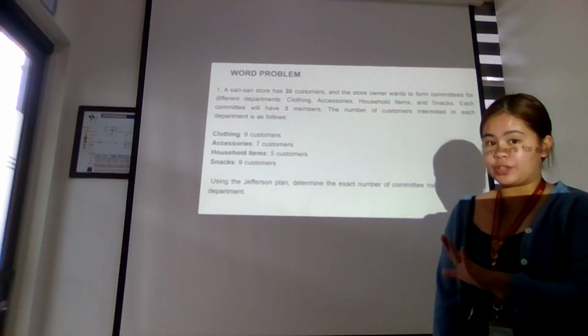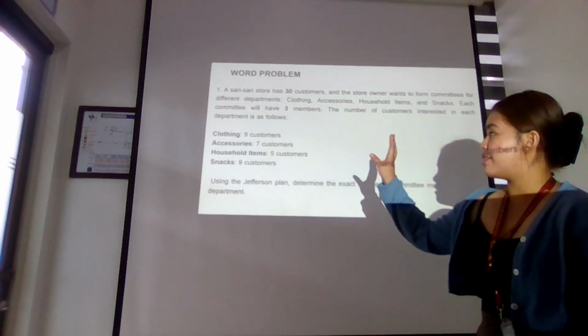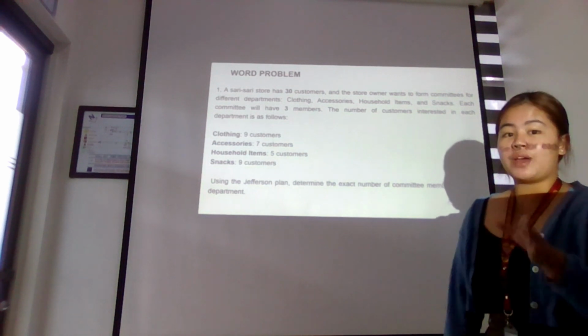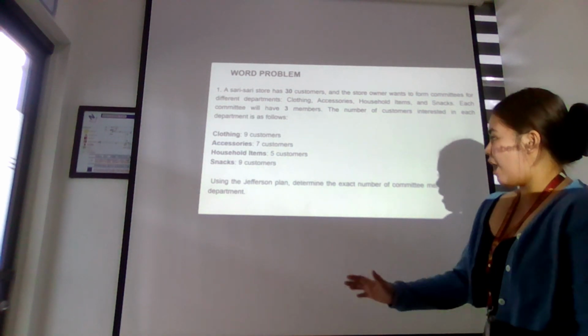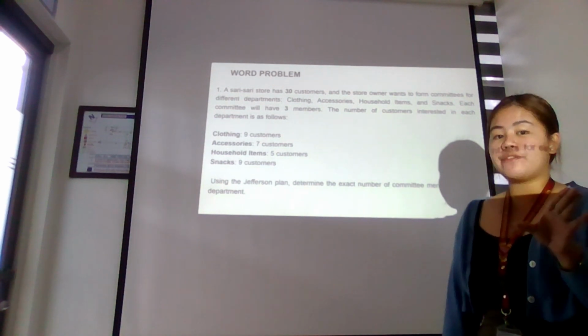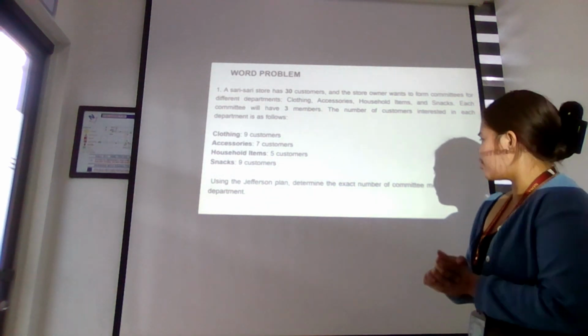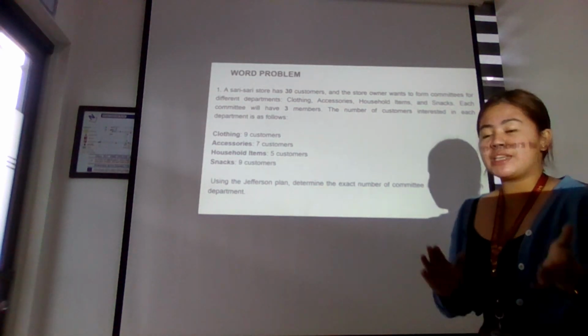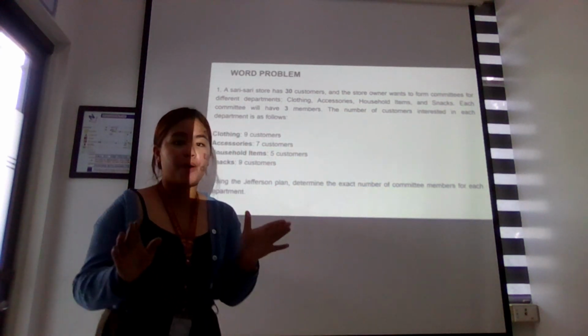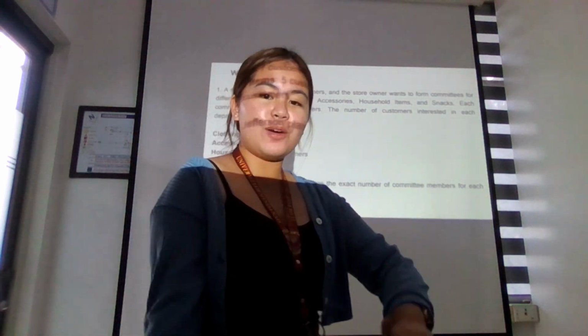So first is the clothing. In clothing, we have 9 customers. In accessories, we have 7 customers. In household items, we have 5 customers. And snacks, we have 9 customers. Using the Jefferson plan, determine the exact number of committee members for each department. So let's solve problem number 1.